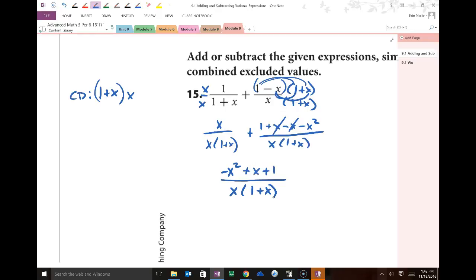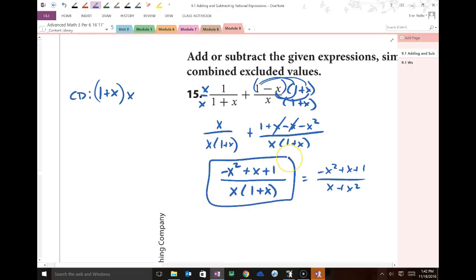Now if I did distribute it and instead wrote the answer as negative x squared plus x plus 1 over x plus x squared, would that be a good answer? Yeah, I mean, these two are exactly equivalent, and one is not more simple than the other. Factored form is not simpler than standard form. But let's not make a mistake by getting there. So leave your denominators in factored form.